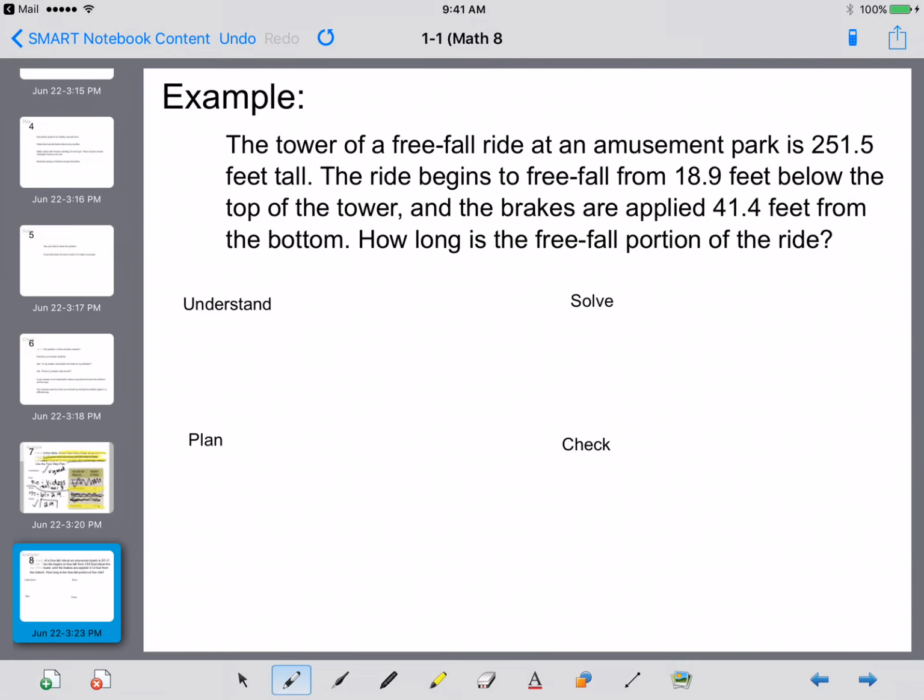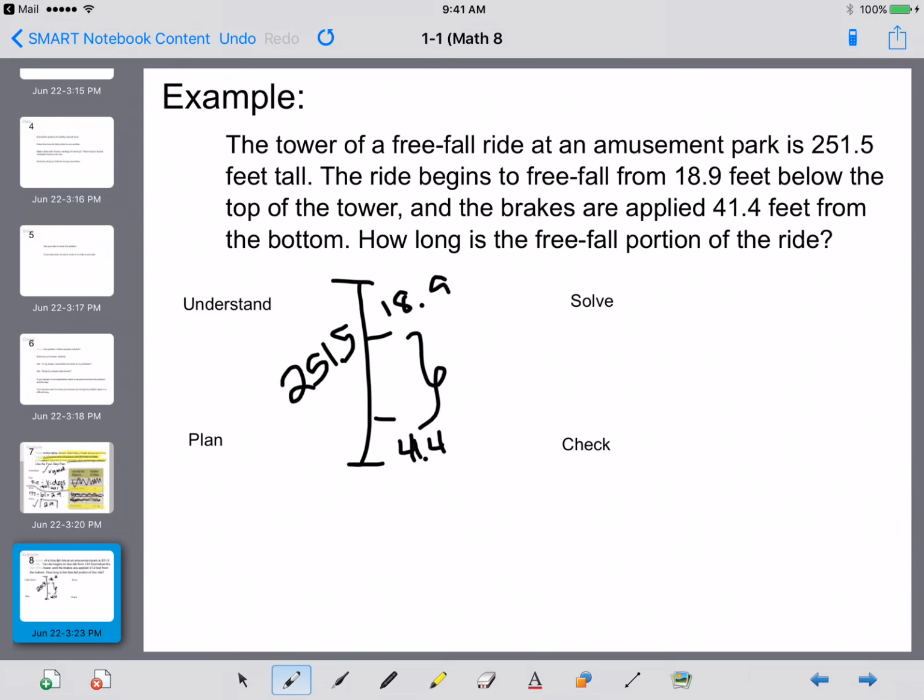Okay, so during my understanding, I need to figure out what this is trying to say. So we've got a tower of a free fall ride. So guess what? I'm just going to kind of draw this. So we've got our tower here. Its entire height is 251.5. We want to know how tall the free fall portion is. It says it begins the free fall 18.9 feet down from here. So this chunk up here is 18.9. And the brakes are applied 41.4 feet from the bottom. We want to know how big this area is.